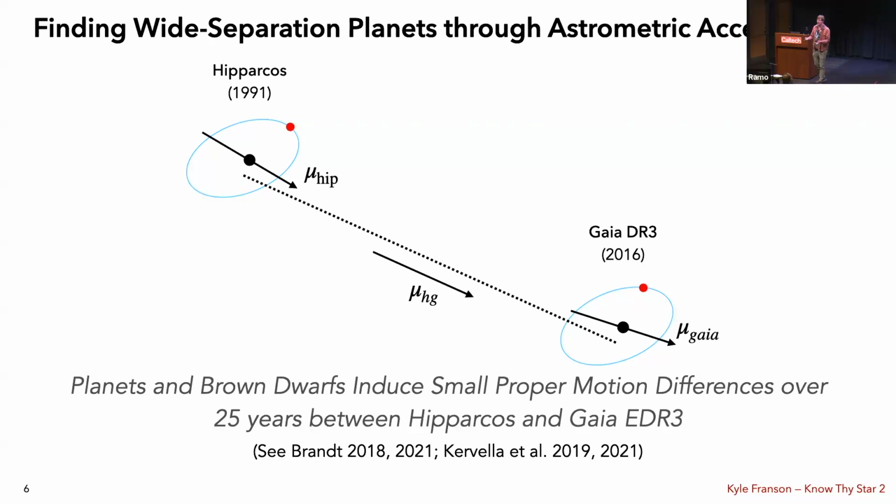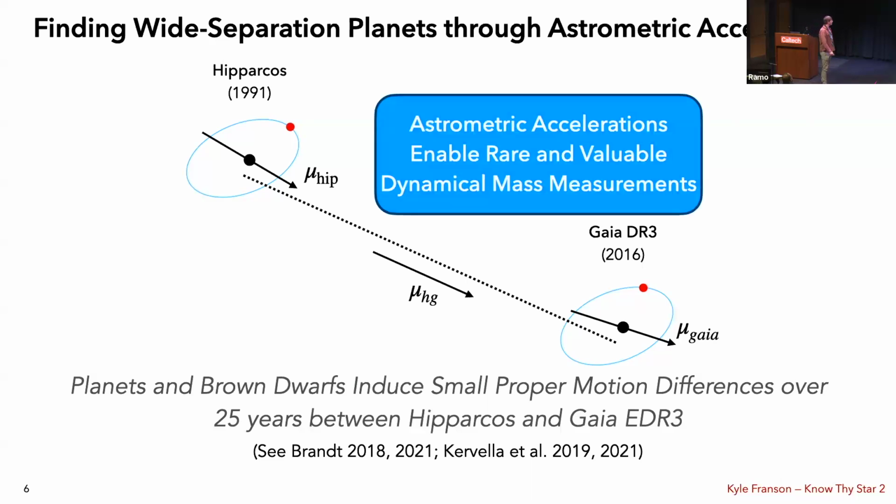And so one can use this to conduct an informed, targeted search for planets amenable to imaging by specifically focusing on stars that exhibit these small astrometric accelerations. And then an advantage of this approach is that those astrometric accelerations then enable the measurement of these rare and valuable dynamical masses. But how do we pick the best targets for an exoplanet imaging campaign?